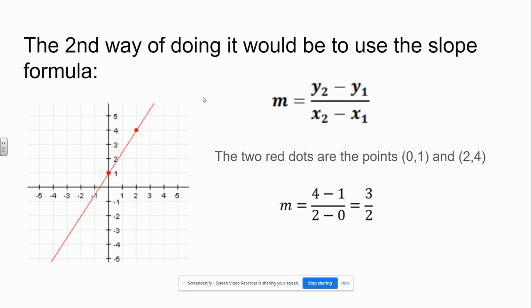The second way would be to figure out what these ordered pairs are, right? The x comma y for both of them, and then just do y2 minus y1 over x2 minus x1. So these two ordered pairs, the first one is 0 comma 1, the next one is 2 comma 4. So I'm going to do y2, which is 4, minus y1, which is 1, and then 2 minus 0. So the slope's going to be 3 over 2, the same thing that you just got on that last page.